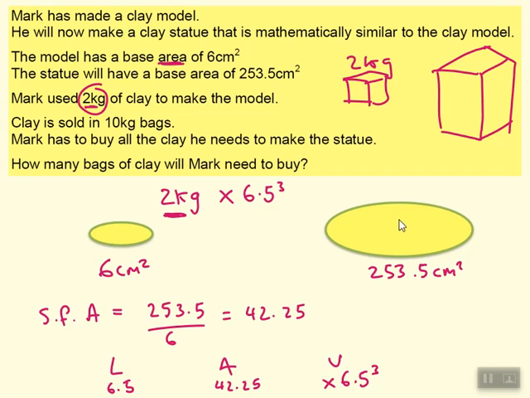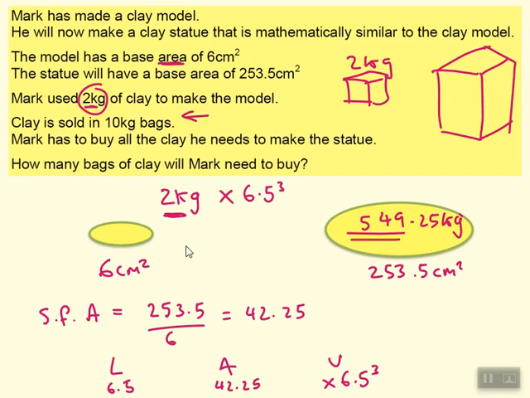So the amount of clay needed to make the larger one, we just need to take 2 and multiply it by 6.5 cubed, which is a lot. So that's 549.25 kilograms. So I hope you got that. So that's how much clay is needed to make the larger model. But that's not what the question's asking. The question's asking is how many bags is the person going to need to buy?